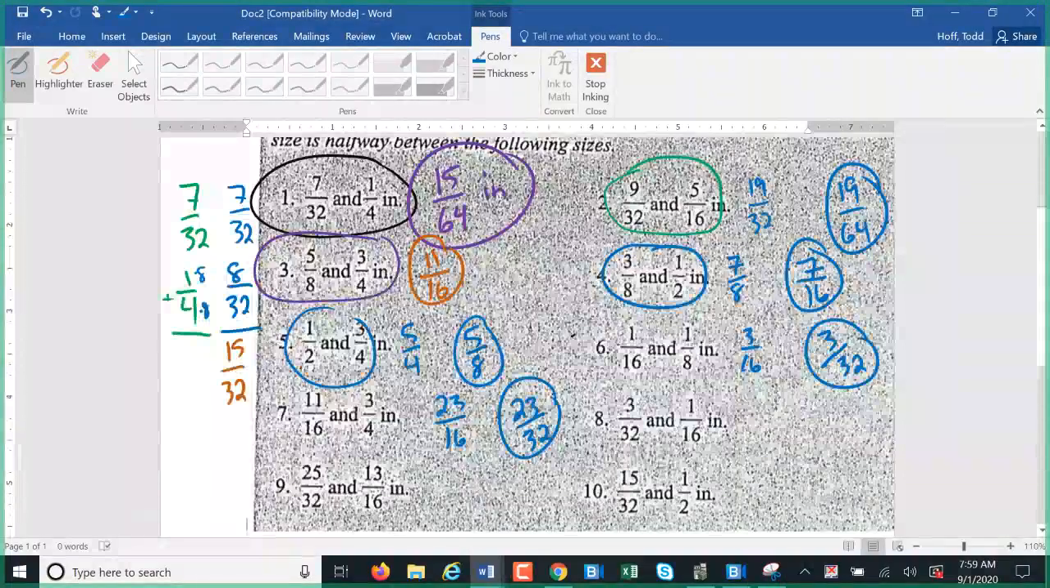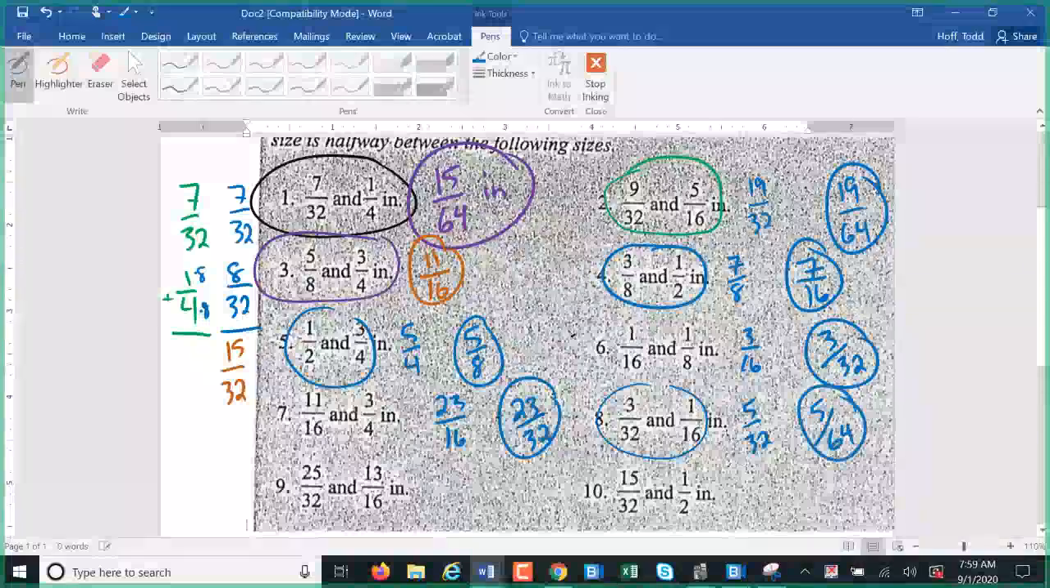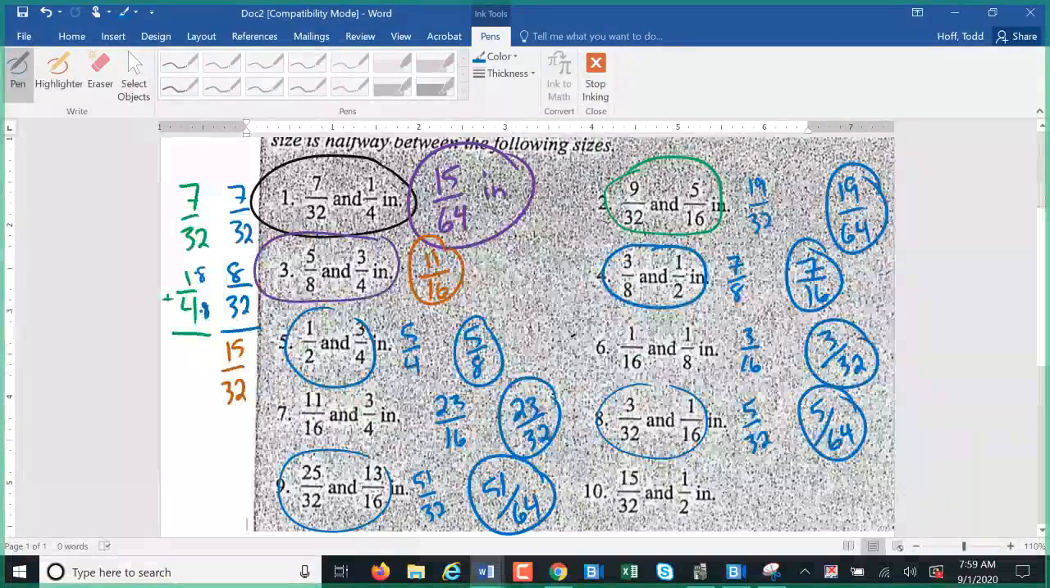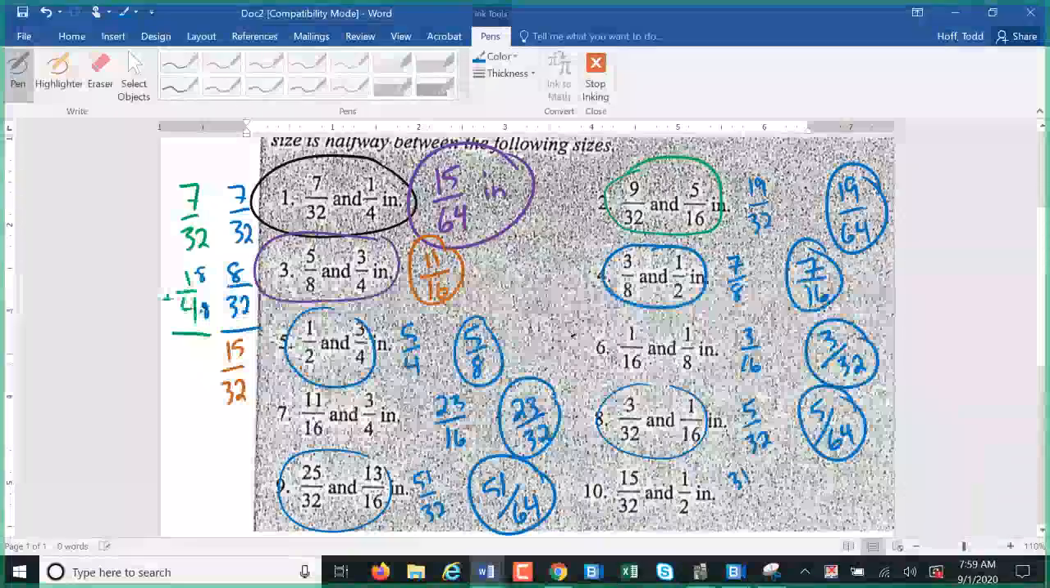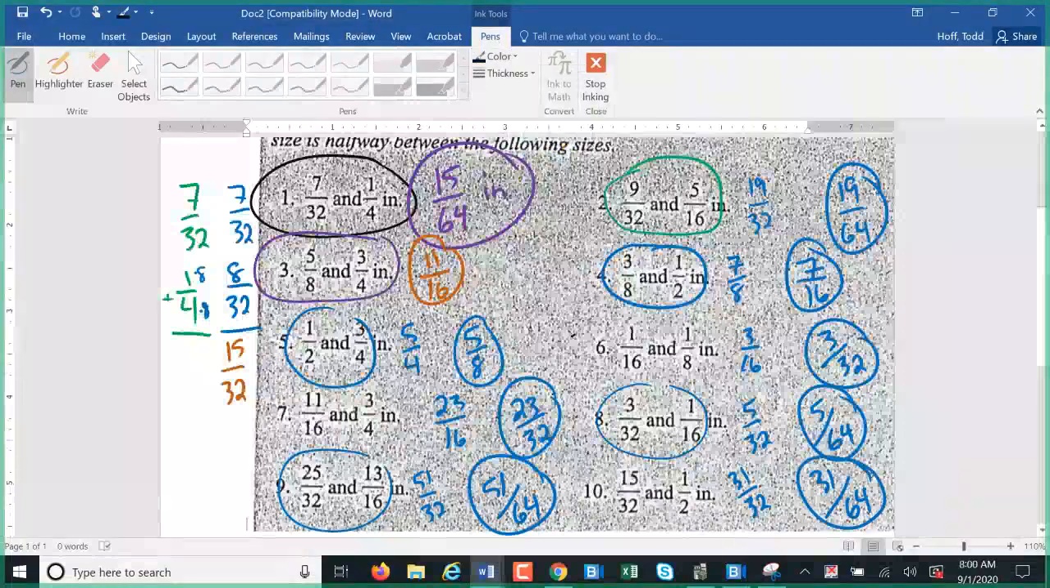Number 8, 3/32 and 1/16 are going to add to make 5/32. Divided by 2 is 5/64. Number 9, 25/32 and 13/16 add to make 51/32. Divided by 2 is 51/64. And finally, number 10, 15/32 plus 1/2 is 31/32. Divided by 2 is 31/64. Any questions?